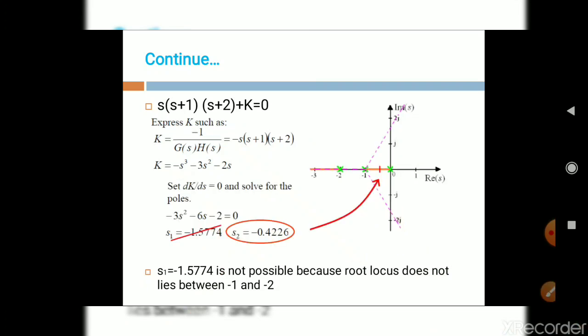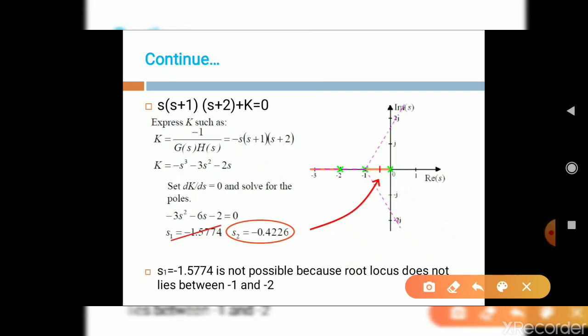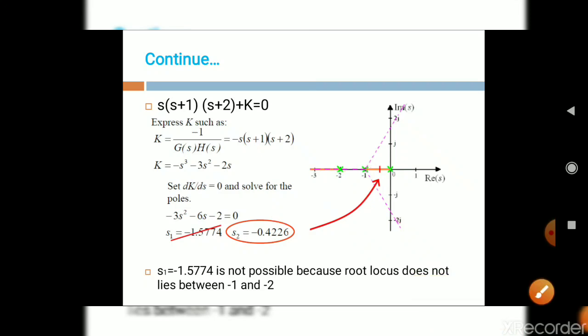So the second root obtained from this characteristic equation is -0.4226, and as we have already determined, the root locus may lie between 0 and -1, or -2 and onwards. So this is the valid breakaway point for the given system, -0.4226. It means these two poles may collide with each other, and they will split away from the point -0.4226.